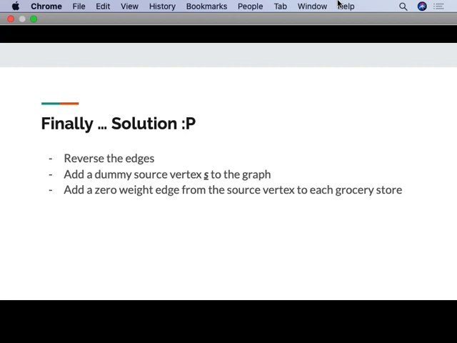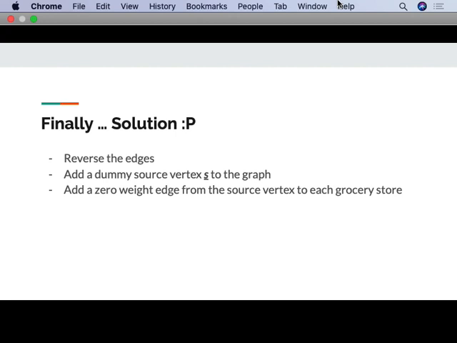You have a bunch of grocery stores. They're all scattered across the city, and you want one vertex to represent them. If you have one node such that it's 0 cost to everywhere, that means that if you start from this node, you're essentially starting from any of these points, right? Because from this dummy node to any of these grocery stores, it's 0 cost.